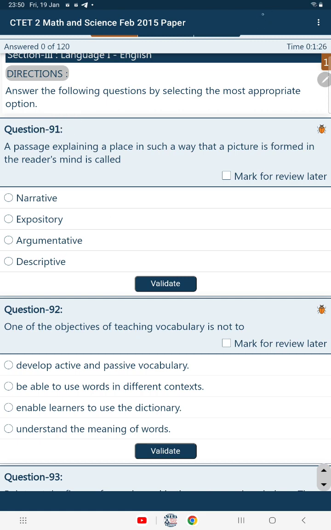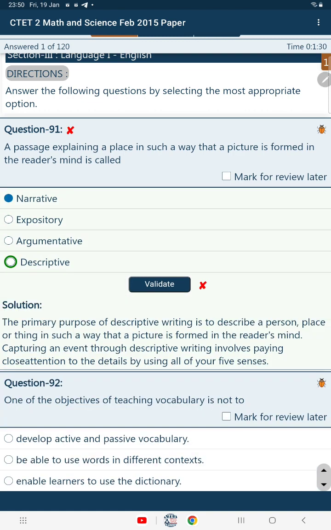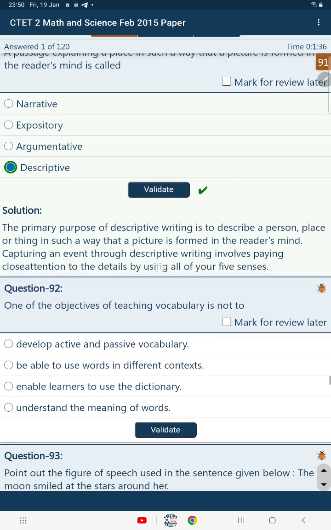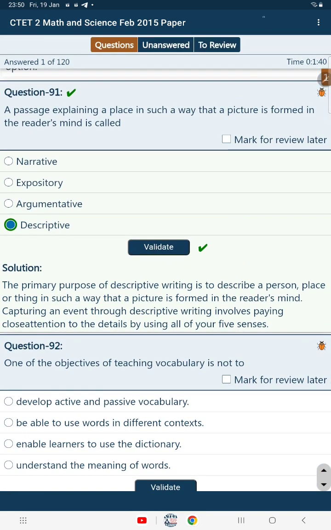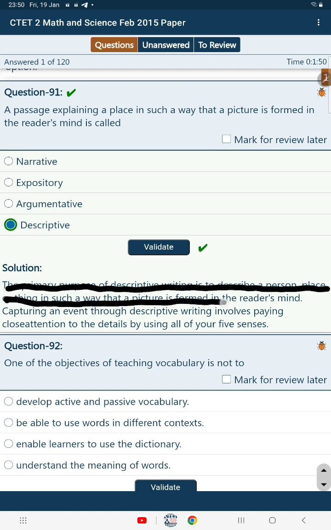Narration can be formed, students, it can be narrative. So this is not the correct one. The correct one is, if you see, the descriptive. Why is the passage descriptive, students? Here you can read this one. The primary purpose of descriptive writing is to describe a person, place, or thing in such a way that a picture is formed in the reader's mind.